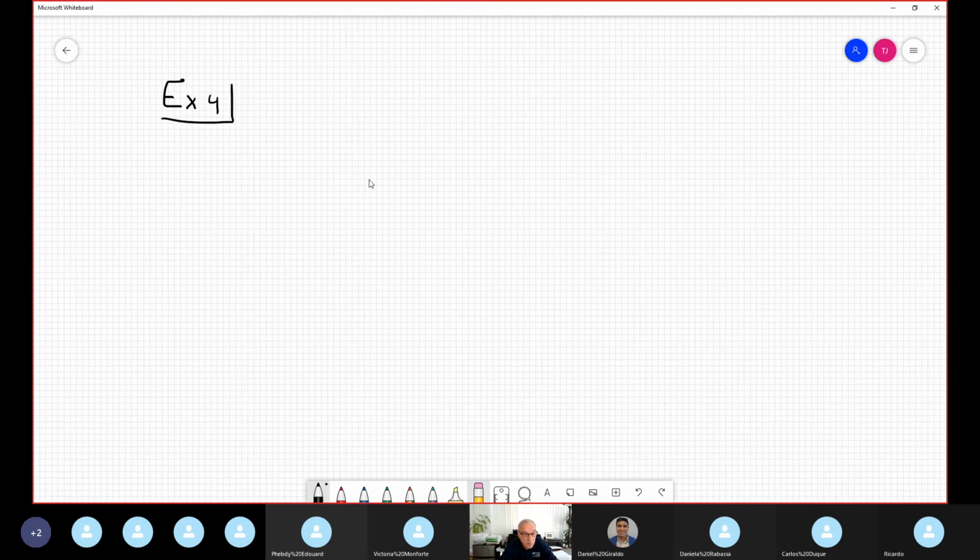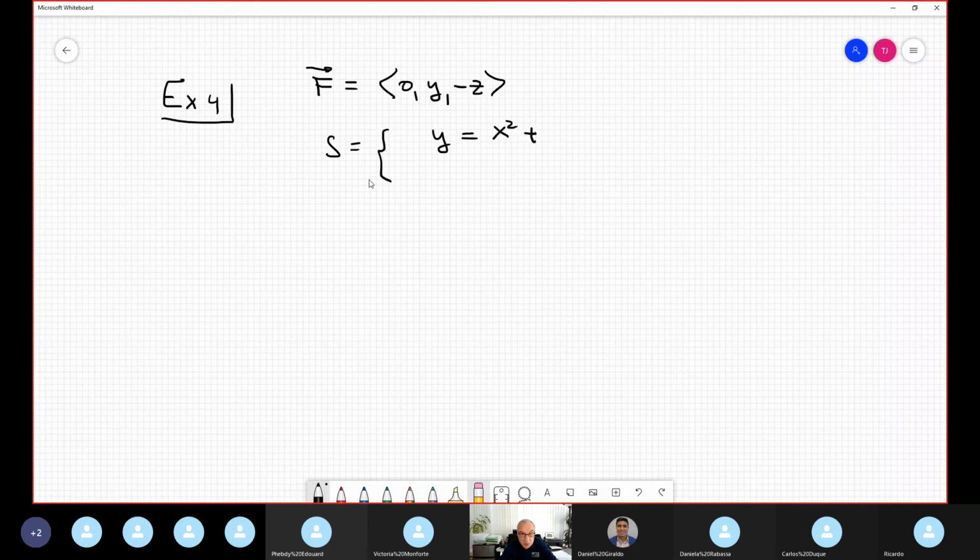Suppose I get my vector field 0, y, minus z. My surface is y equals x squared plus z squared, where y is between 0 and 1. So it's bounded by this.